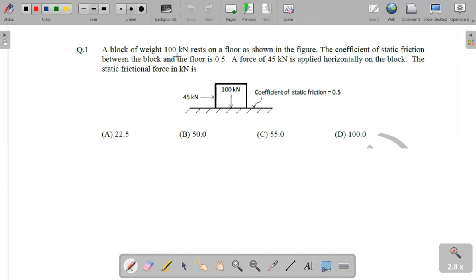A block weighing 100 kilonewton rests on a floor as shown in the figure. The coefficient of static friction between the block and the floor is 0.5. A force of 45 kilonewton is applied horizontally on the block. The static friction force in kilonewton is, what is the static frictional force?